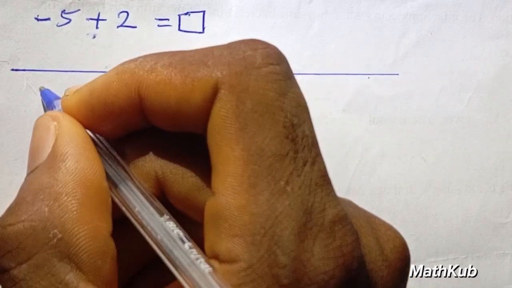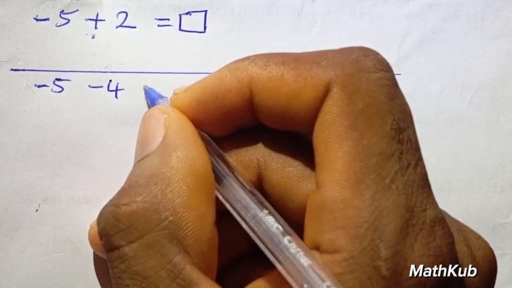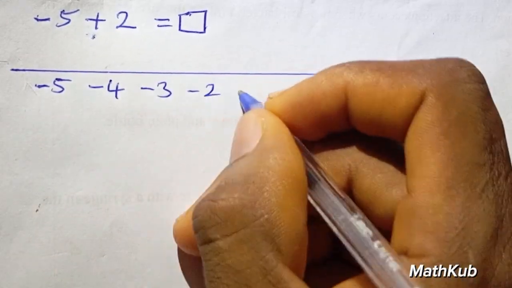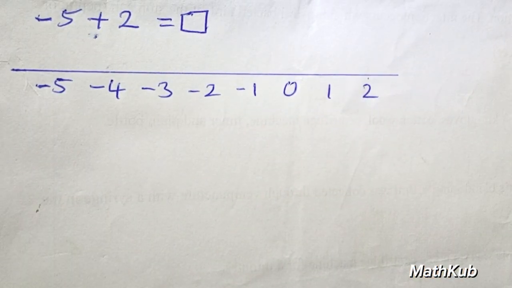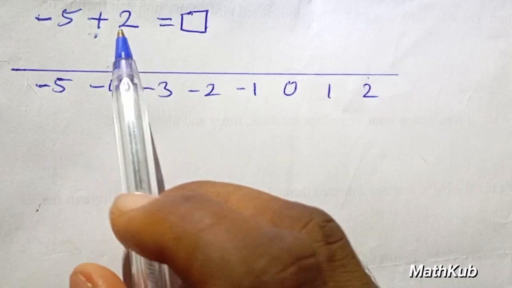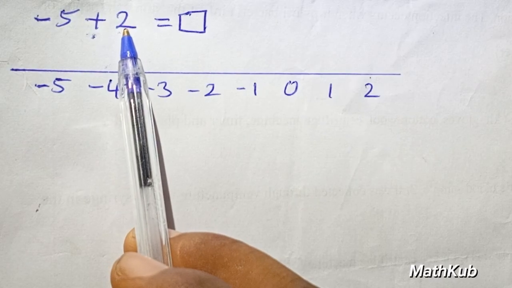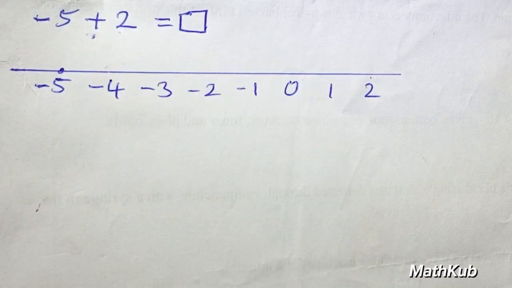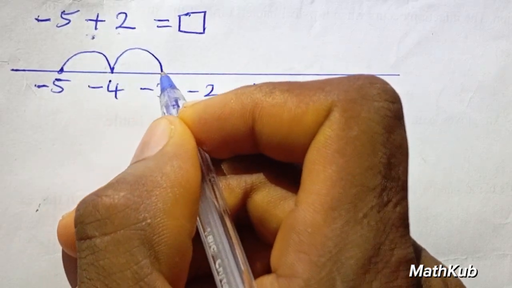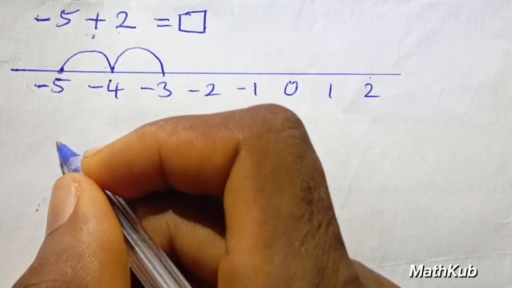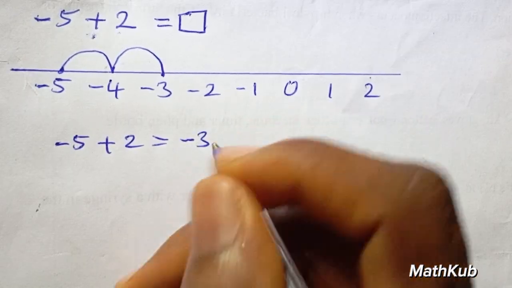So we start from minus 5. Do you understand? Start from minus 5, then minus 4, minus 3, minus 2, minus 1, 0, 1, 2, and so on. Now from minus 5 we are going to count 2 because we are adding. From minus 5 we add 2 numbers: 1, 2. What does that mean? Minus 5 plus 2 is equal to minus 3.